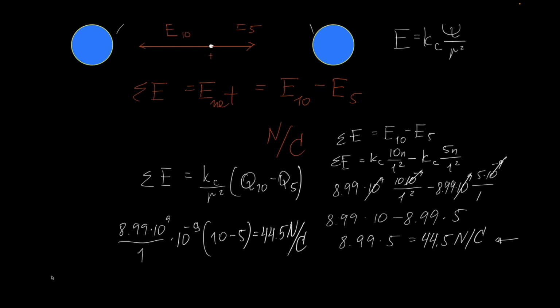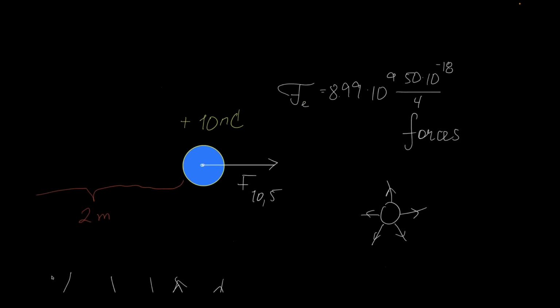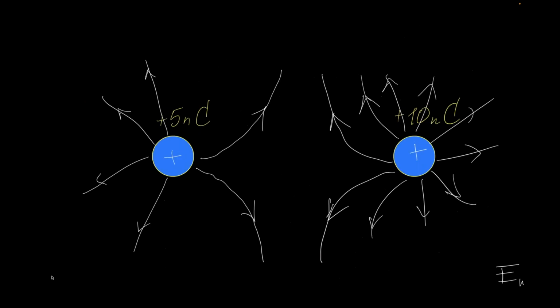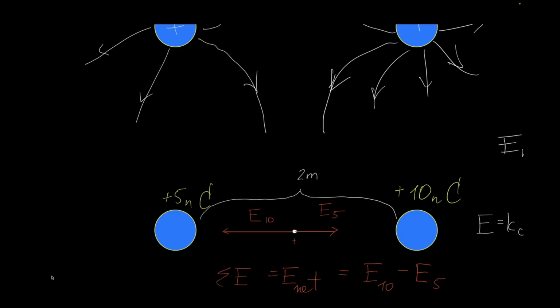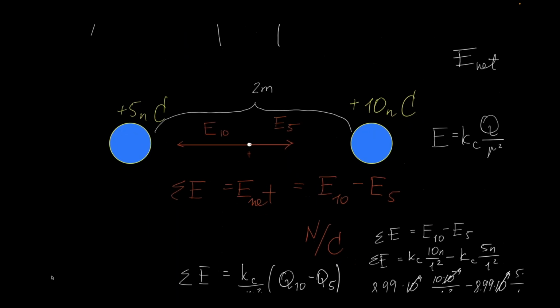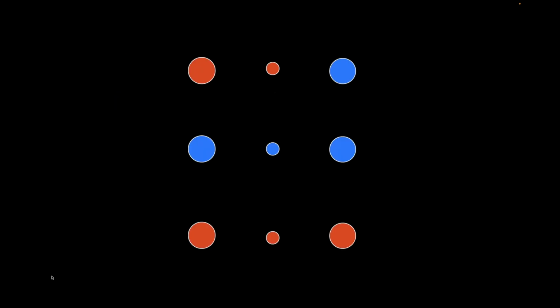44.5 newtons per coulomb. So if we're looking for forces, we're using Coulomb's law. If we're illustrating field around the charges, we just draw those lines. And if we're finding the value and the direction of electric field at a certain point, that's when you're going to do the E formula. And then one more question.